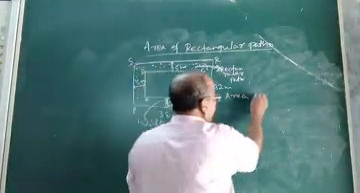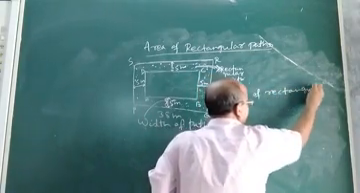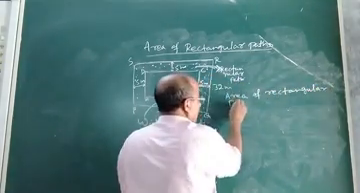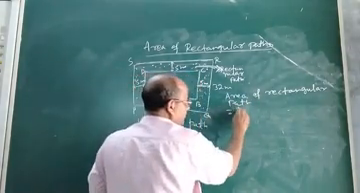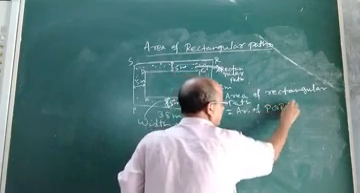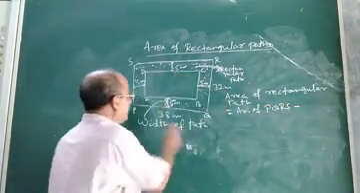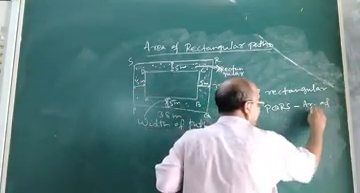Now to find area of rectangular path, how to get? It will be equal to area of PQRS minus area of rectangular boundary, area of ABCD.